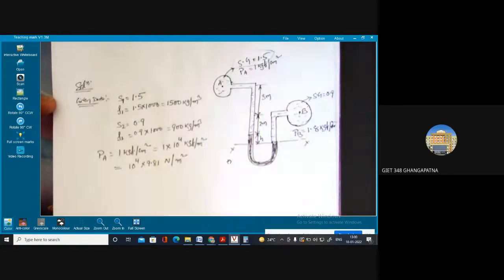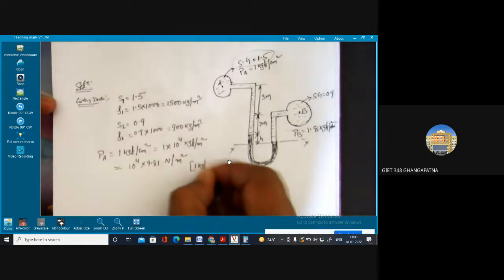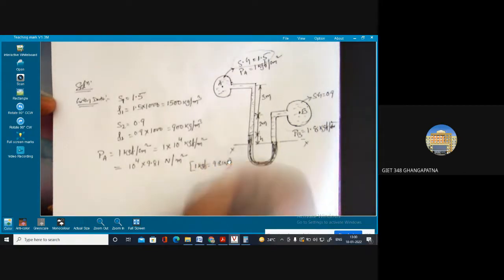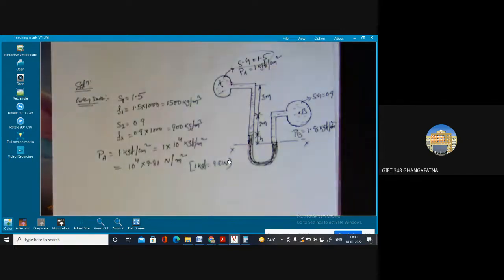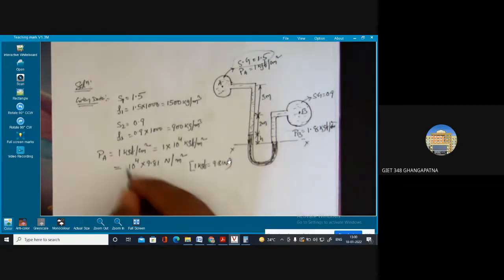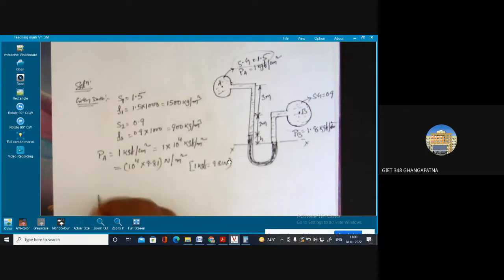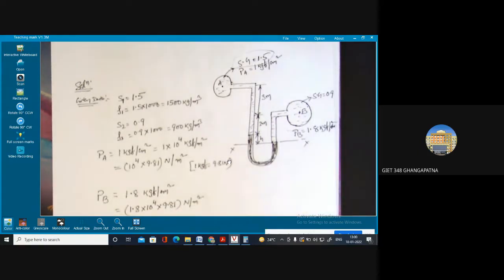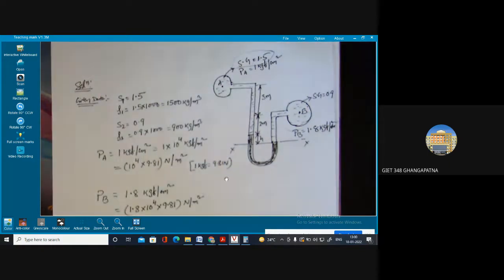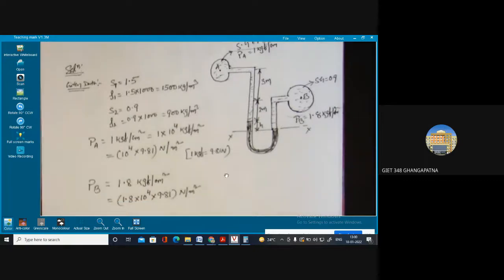Because 1 kgf is how much? All of you know this. 1 kgf is equal to 9.81 Newton. Do you know it or not? So Pa is equal to 9.81 into 10 to the power of 4 Newton per meter square. Got it? So convert everything into one unit. Pb is given how much? 1.8 kgf per centimeter square. How to convert it to Newton per meter square? 1.8 into 10 to the power of 4 into 9.81 Newton per meter square. I am writing the same thing in the exam also. For your reference, I have written all these things. Any doubts till here?